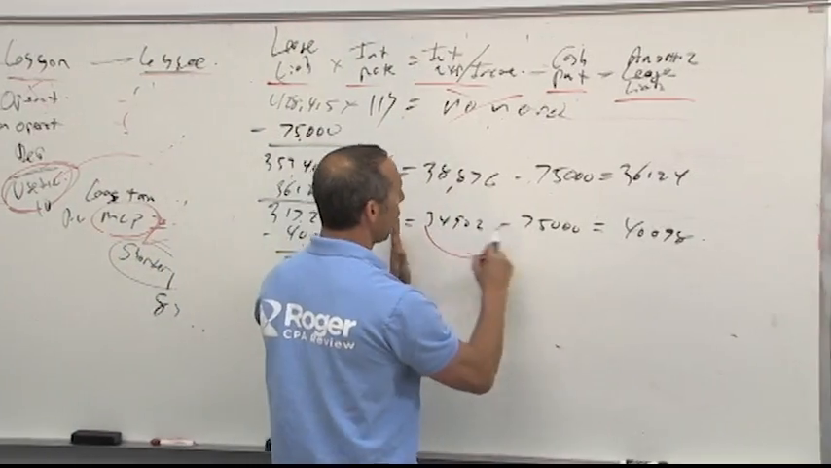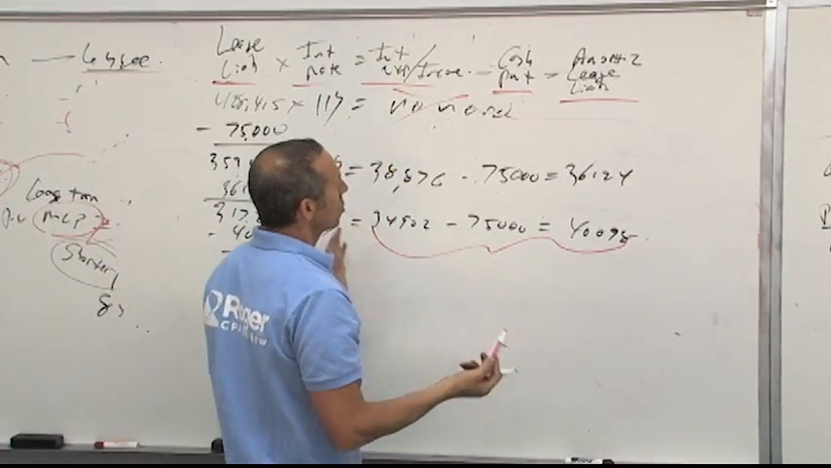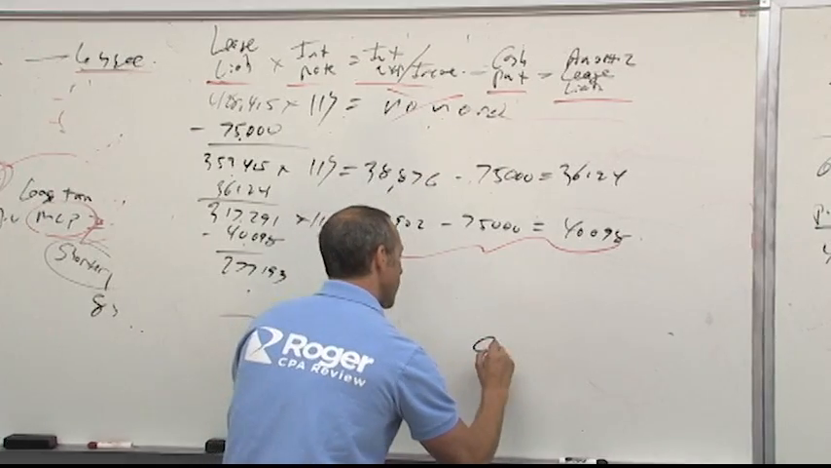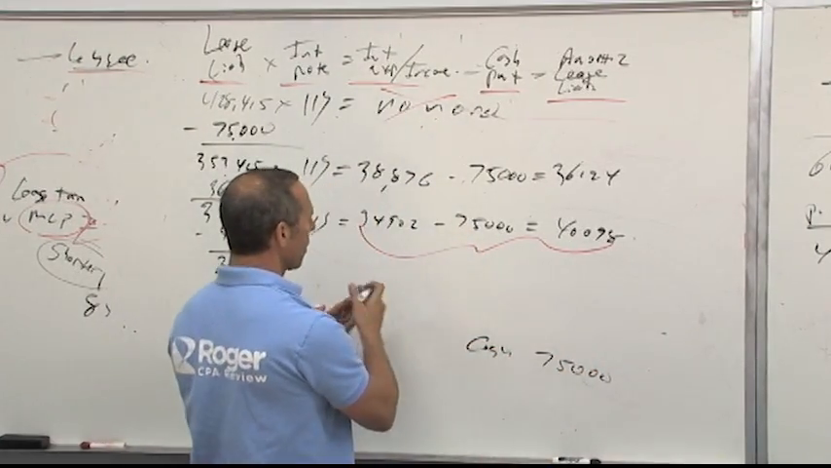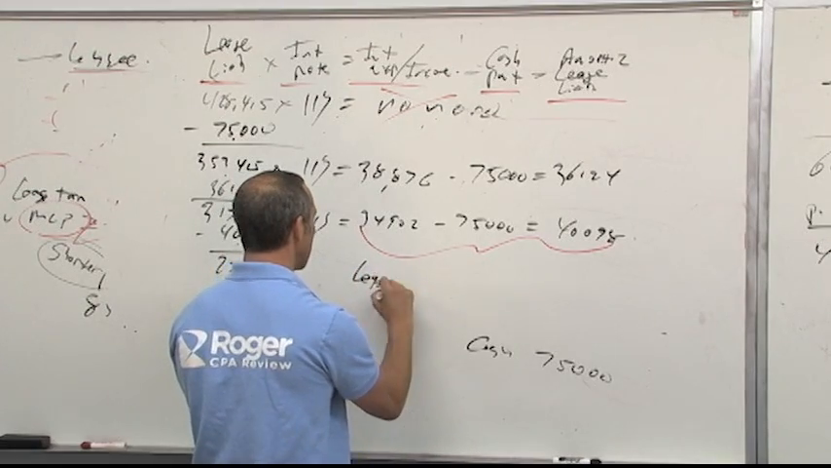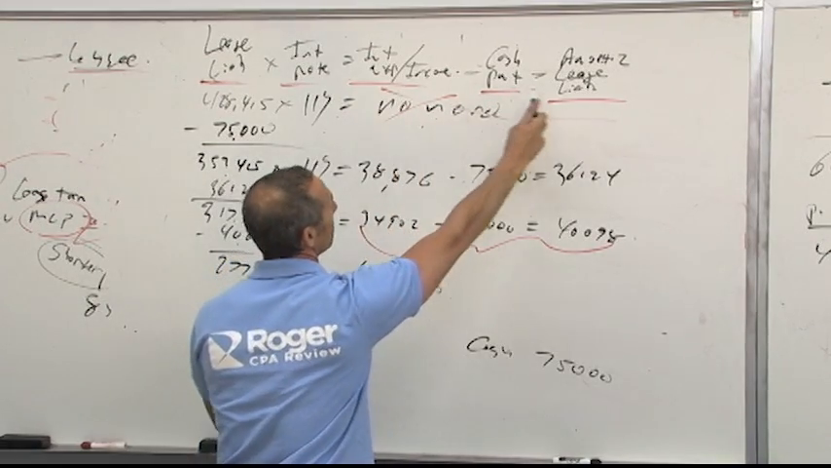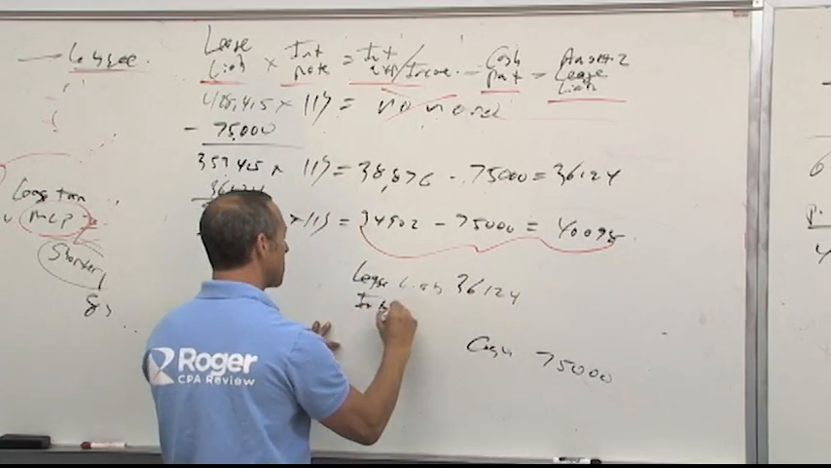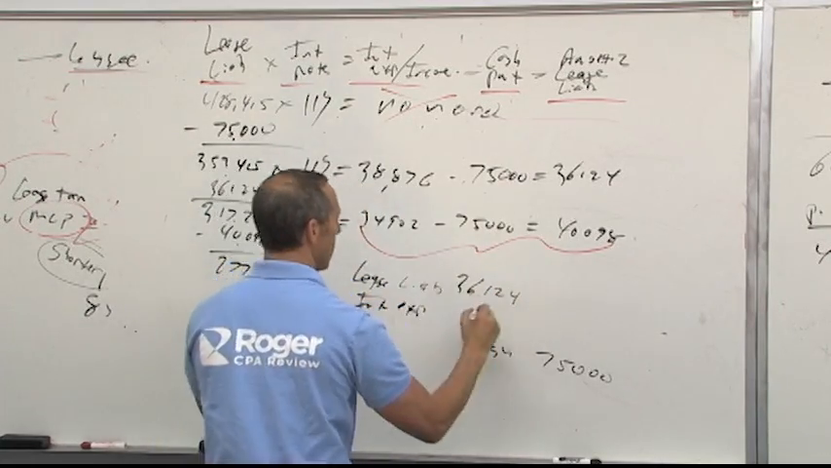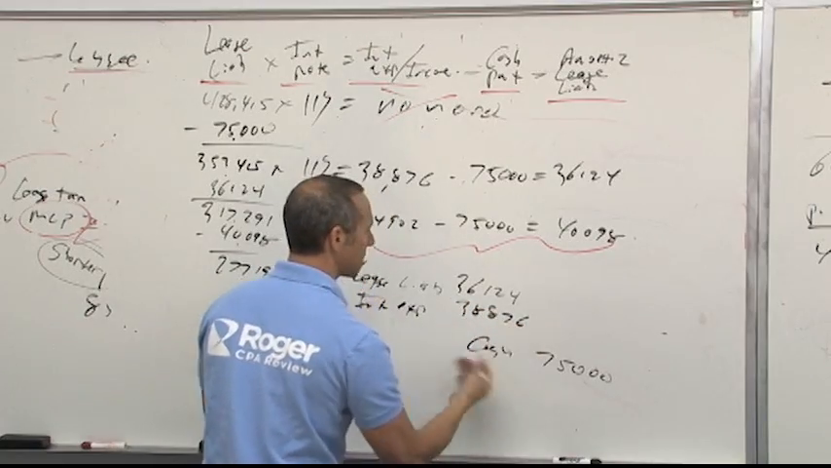Notice, just like with bonds, here's your journal entry. So my journal entry is what? I'm going to credit cash of 75. Remember, we have to get rid of the liability, debit lease liability, and lease liability amortization 36,124, and your interest expense is going to be 38,876. And the next year, what is it?